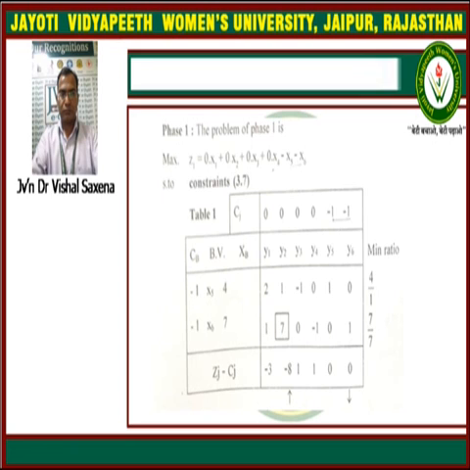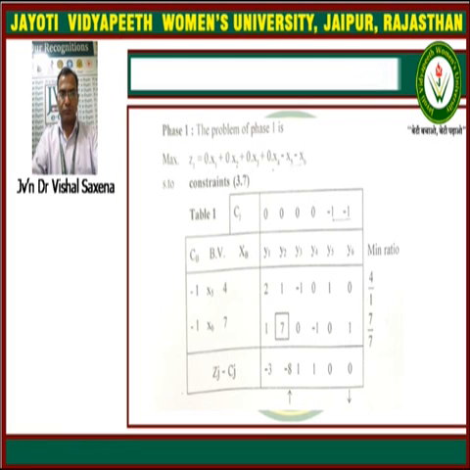Then we will find Zj minus Cj, and Zj means here the formula Cb into Yj. Zj minus Cj we will calculate here, and we get -3, -8, -1 and 0, -3, -8, 1, 1 and 0, 0. So Zj means Cb into Yj. That is the way to find Zj.